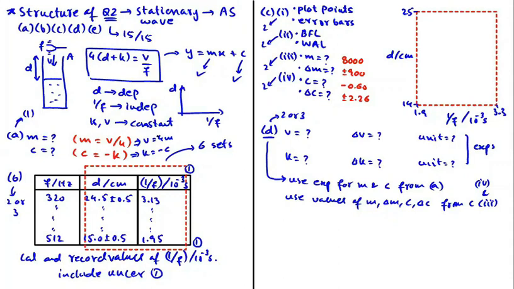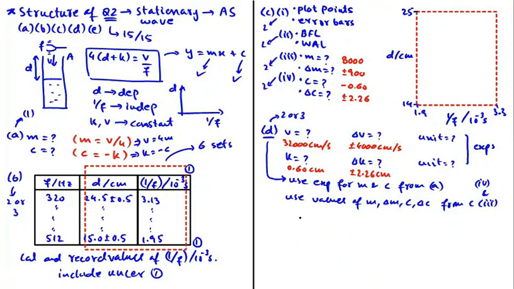We use these expressions for constants, and these values of M, delta M, C, and delta C that we determined in C part 3 and 4 to determine the values of constants V and K and their uncertainties. I have already done that for this question, and this is what I got. V came out to be 32,000 centimeter per second. Uncertainty in the value of V came out to be plus minus 4,000 centimeter per second. The value of K came out to be 0.60 centimeter, and the uncertainty in the value of K came out to be plus minus 2.26 centimeter.